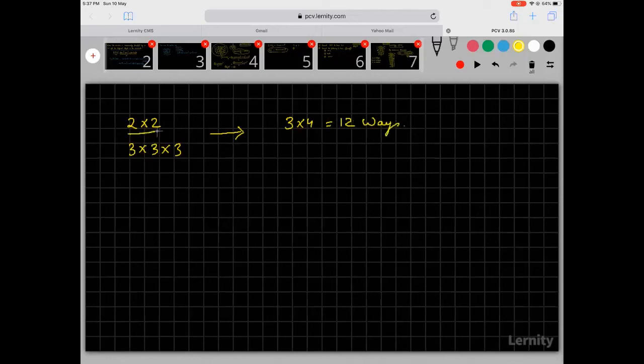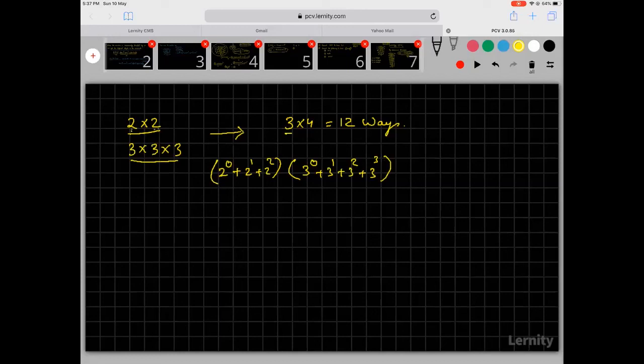Why 3 ways for the 2s? There are 2 2s. So you may take none of them. You may take 1 of them. You may take 2 of them. So there are 3 3s. You may take 0 of them, 1 of them. So you may take 0 2. You may take 1 2. You may take both the 2s. You may take 0 3. You may take 1 3. You may take 2 3s. You may take all the 3s. Right?